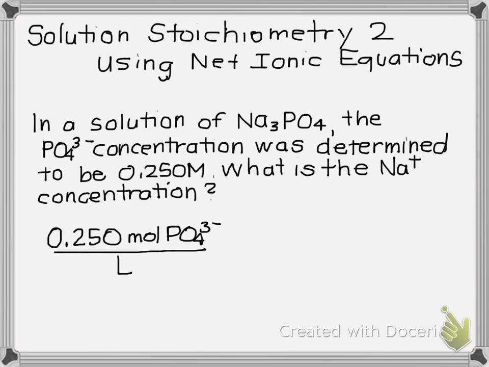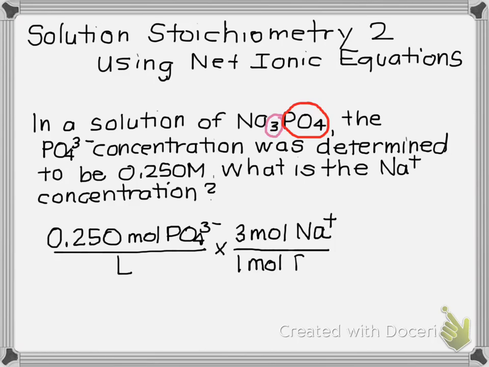Well, if I look at the formula, I see that there are 3 sodiums for every 1 of the phosphate. Remember, in polyatomic ions, if there's more than 1, we use parentheses. So that could be used as a mole ratio. I would put 3 moles of sodium on the top because that's what I'm looking for, sodium ions, and I'm getting the 3 because there's 3 of them in the formula, over the ratio of 1 mole of phosphate.